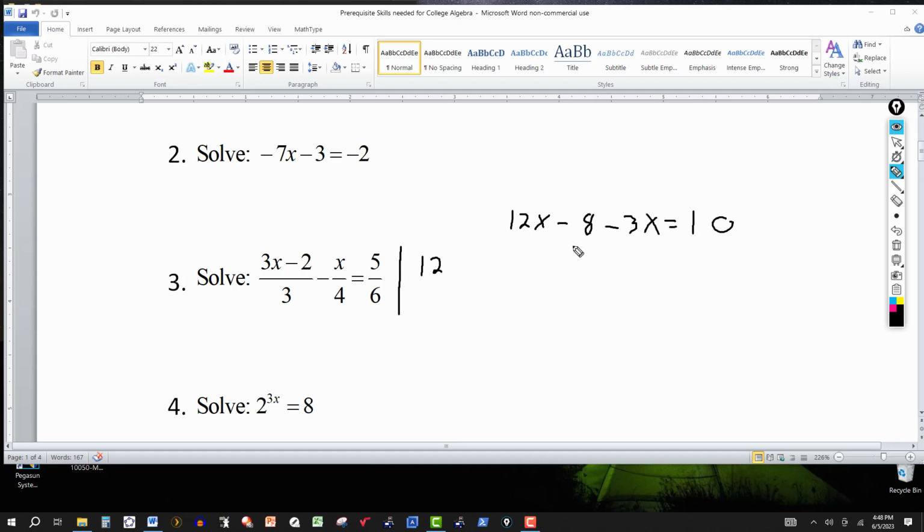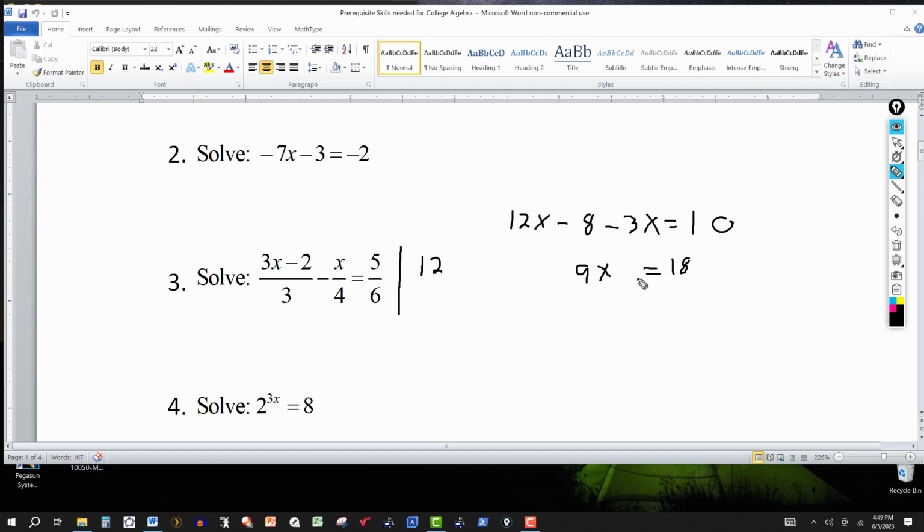So now we just simplify. On the left side we have like terms, 12x minus 3x, that's a 9x. Again, we want to isolate the variable. So when you're solving these types of equations, you want the variable on one side and the non-variables or the numbers on the other side. So here we add 8 to both sides. The same thing is saying, take the minus 8 to the other side, it changes the sign. So it's 10 and 8 is 18.